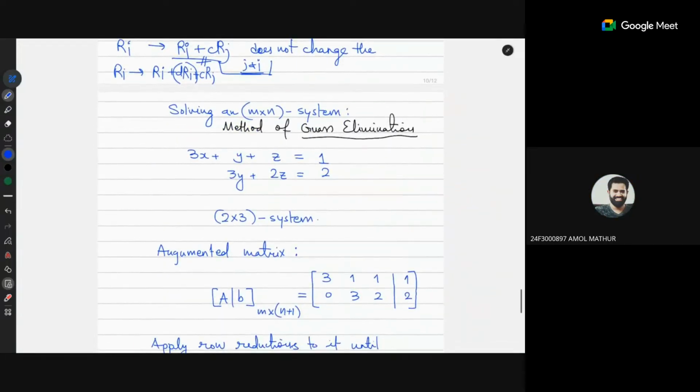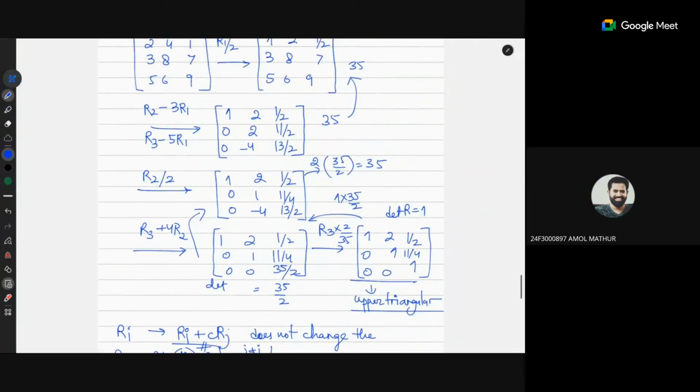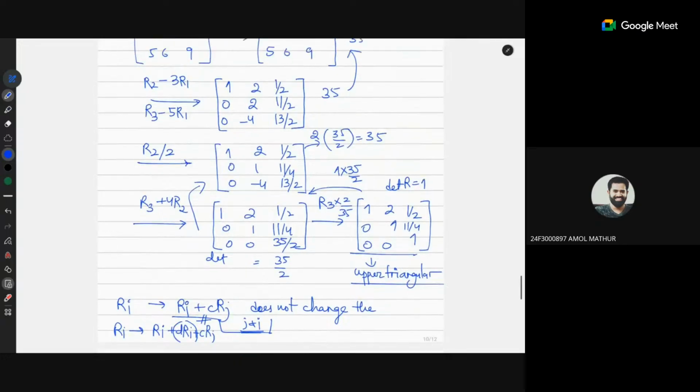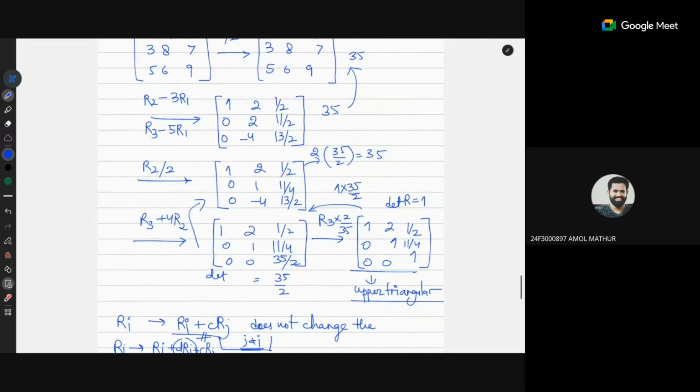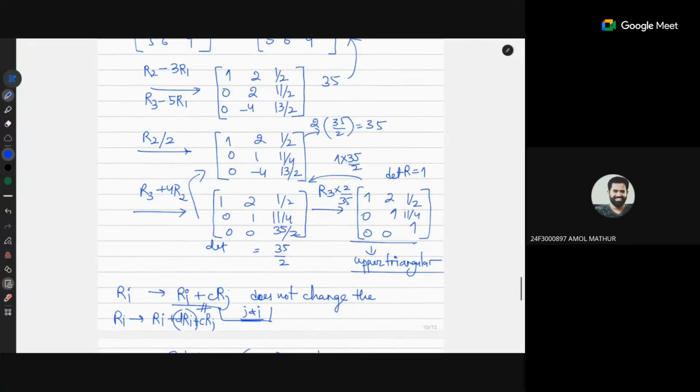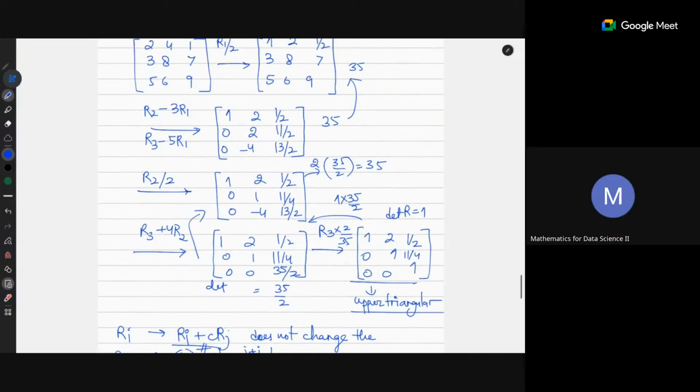Could you repeat this step while tracing: 2 into 35 by 2, we get 35. We multiplied by 2 because R was divided by 2. That is the reason. R was divided by 2, so we are going backwards. By coming forward, we divided by 2.